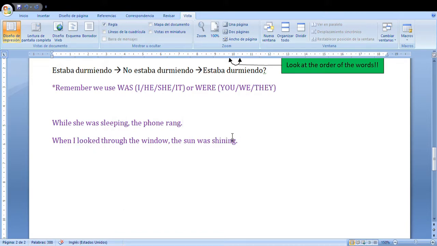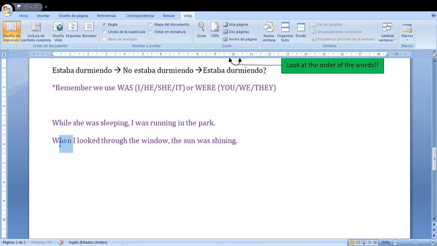I haven't put it, but we can use in the same sentence the same verb tense. For example, while she was sleeping, I was running in the park. Mientras ella estaba durmiendo, yo estaba corriendo en el parque.